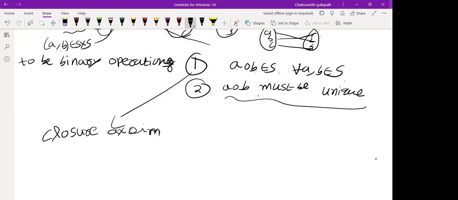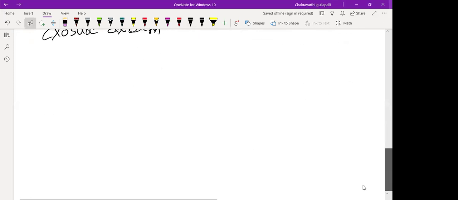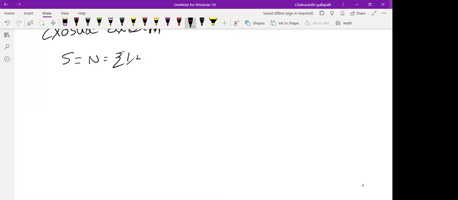So therefore, it's a binary operation only when it satisfies these two conditions. These two are called axiom 1 and axiom 2. Generally, when it comes to binary operations, in an interview you will be asked, what is an example of a binary operation? The majority of students always give natural numbers as the example.